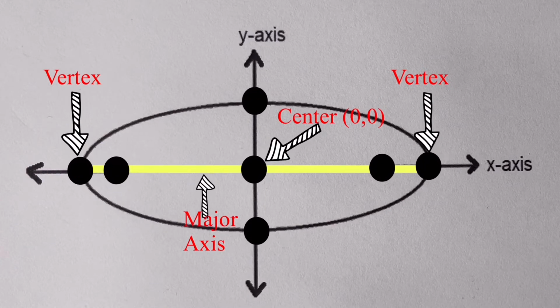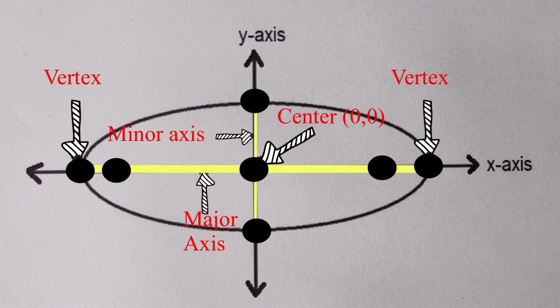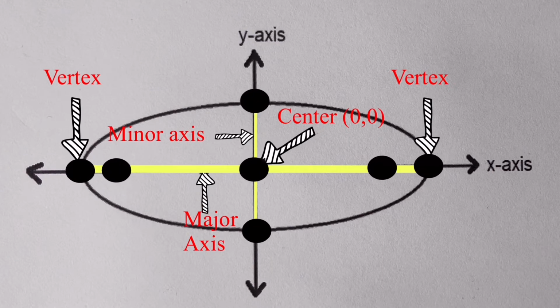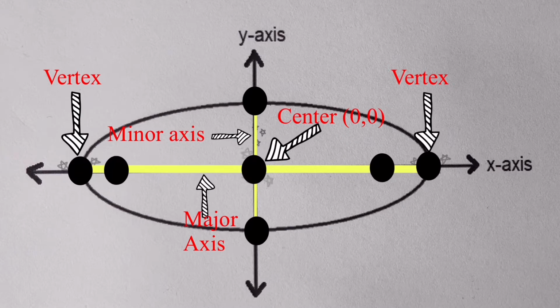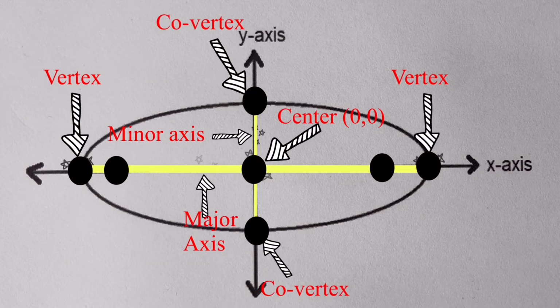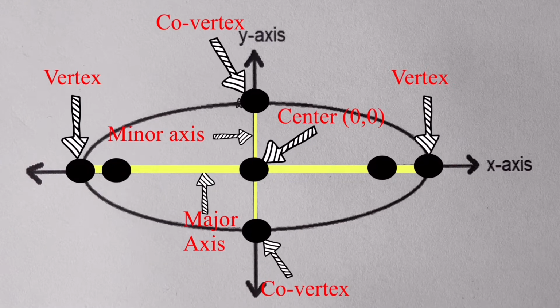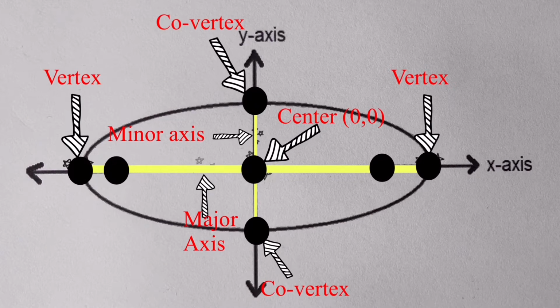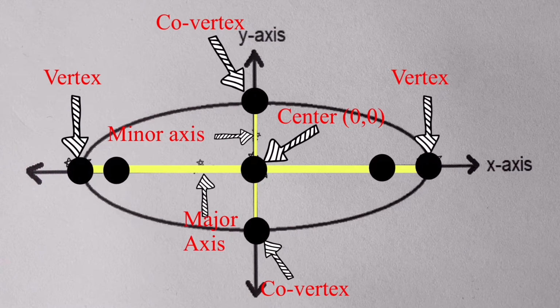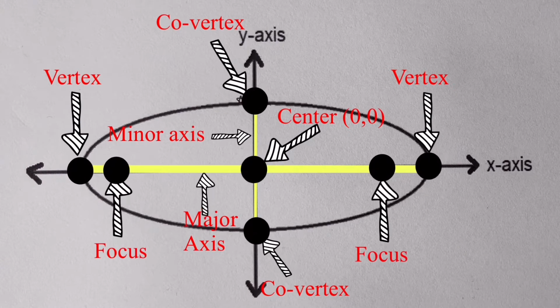Now we also have another diameter which we call the minor axis. This is the shorter diameter of an ellipse that connects the two co-vertices of an ellipse passing through the center. So this point right here is a co-vertex of an ellipse, and this point down here is also a co-vertex of an ellipse. The next part of an ellipse is the focus.